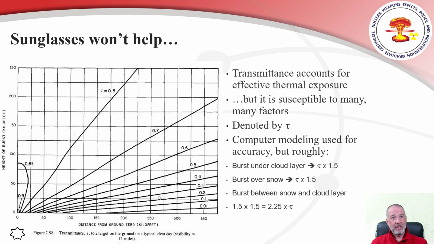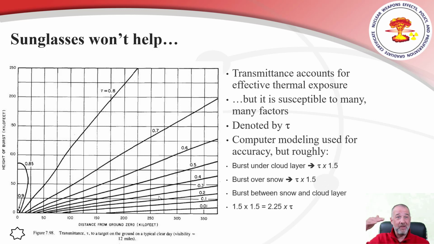Now, similarly, if you have an altitude burst and you have some snow on the ground, that snow again is going to want to reflect or scatter back those photons that would be hitting and normally be absorbed in the material of the ground. So now you have to once again account for that, and it's about a factor of 1.5. Now, in the worst case scenario, what happens if your weapon goes off, there's snow on the ground and clouds above it?